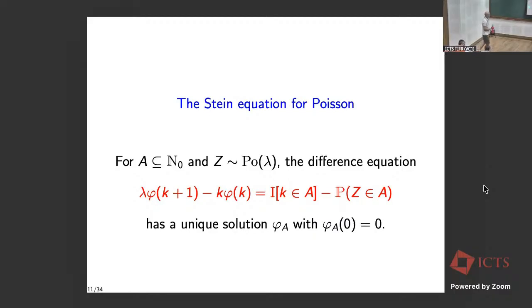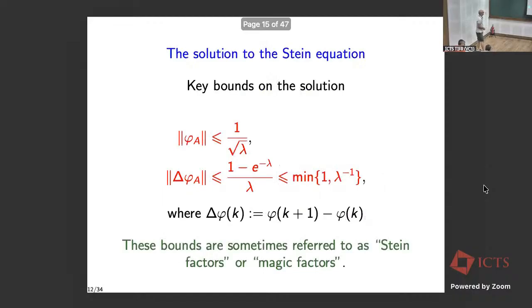And this has a unique solution with some boundary conditions at 0, and that has been done. And here are the properties. Similar to when we did this with the normal distribution, here we have the same for the Poisson case. Of course, now we have the lambda coming in explicitly. You could do this also for the Gaussian case, in which case, if you use a general variance instead of 1, you'll have similar factors, with the variance coming in a similar way. So what we know about phi is that phi is bounded by 1 over the square root of lambda, and that the first difference, which we can think of as a derivative, is bounded essentially by 1 over lambda.